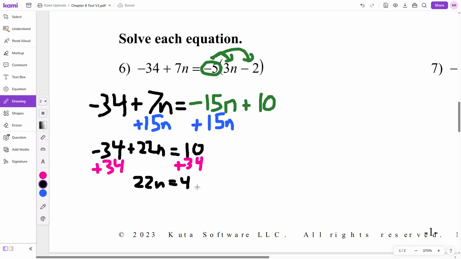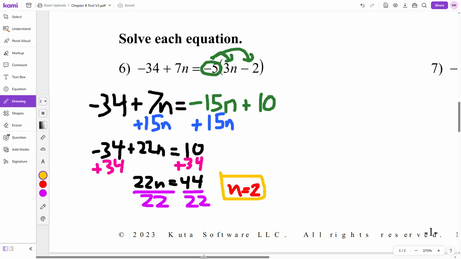And that looks great because I can tell they're both divisible by 22. If I divide both sides by 22, divide by 22, divide by 22, I'm going to get an answer, and the answer is going to be n equals 2. And that's it. And that's my answer right here.